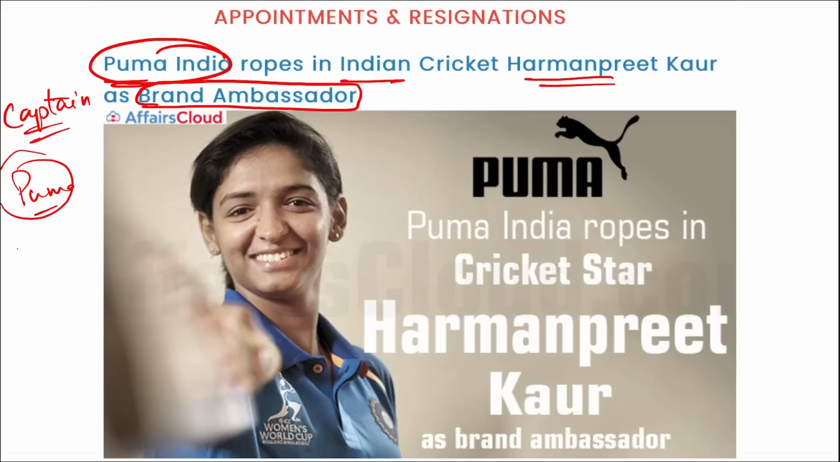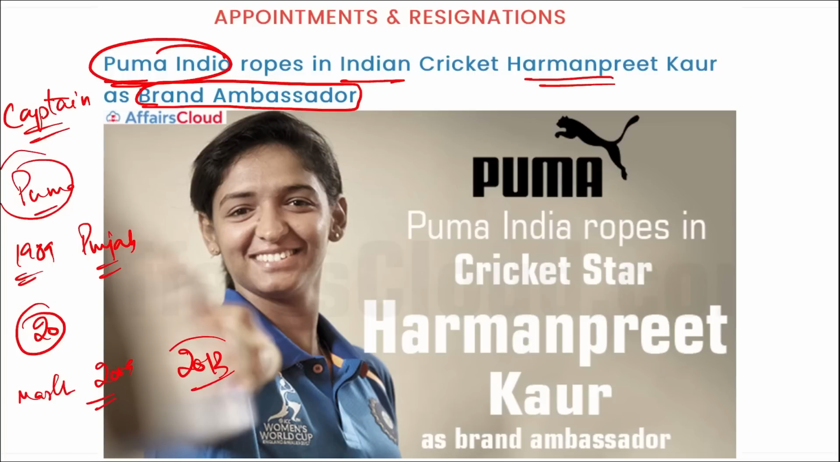If we talk about Harmanpreet Kaur, she was born in 1989 in Punjab. She made her one-day international debut at the age of 20 against Pakistan in March 2009. Next, and remember, in 2013, she was made the ODI captain of Indian women cricket team. Apart from this, remember, Harmanpreet Kaur was also conferred with the Arjuna Award in 2017 for cricket.